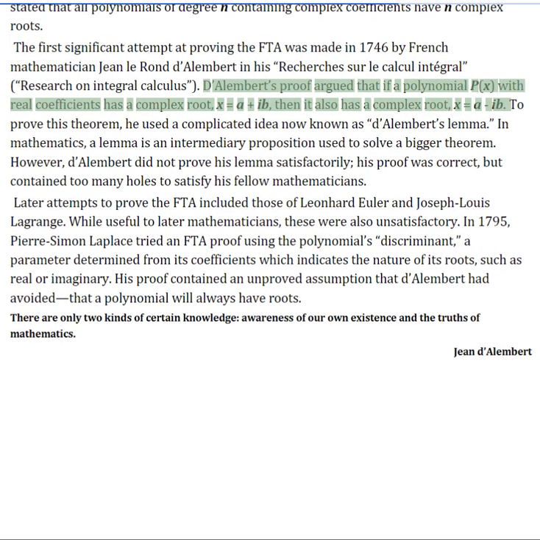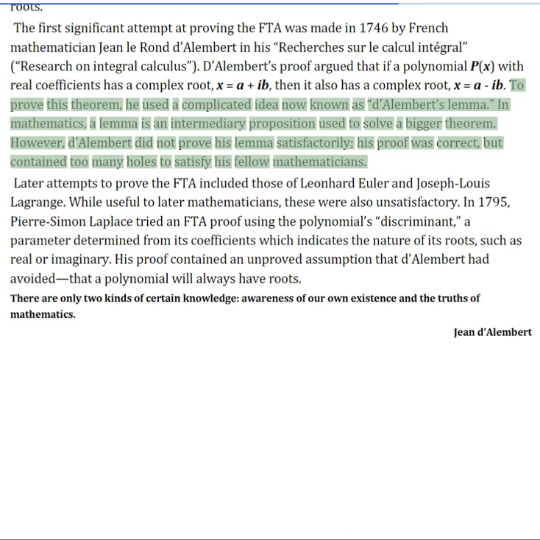D'Alembert's proof argued that if a polynomial p with real coefficients has a complex root, x equals a plus ib, then it also has a complex root, x equals a minus ib. To prove this theorem, he used a complicated idea now known as D'Alembert's lemma. In mathematics, a lemma is an intermediary proposition used to solve a bigger theorem. However, d'Alembert did not prove his lemma satisfactorily. His proof was correct, but contained too many holes to satisfy his fellow mathematicians.